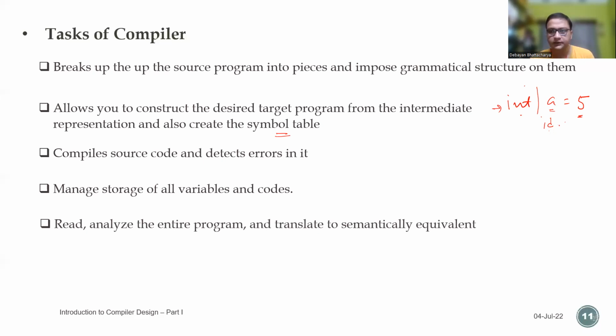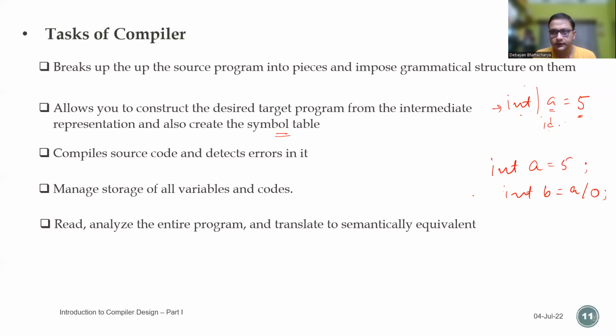Semantically means meaningful. So whenever the compiler converts any high-level language to low-level language, not only does it check whether that particular instruction is grammatically correct or not, it also checks whether that particular set of instructions is meaningful or not. Meaningful means, suppose someone writes here, suppose a equals to 5, okay, then they write int b equals to a divided by 0.